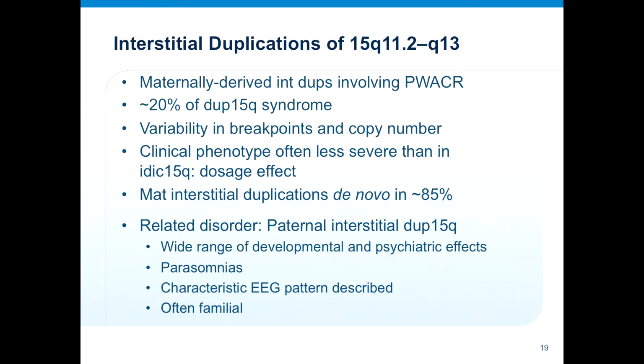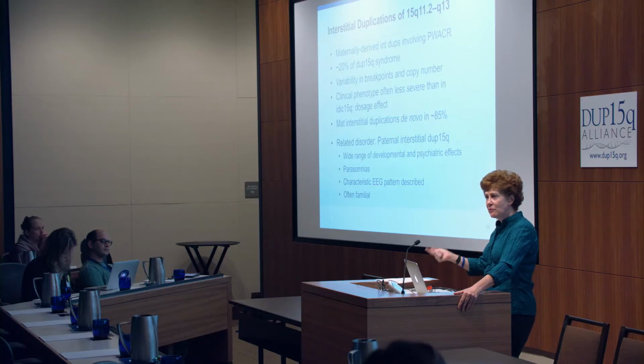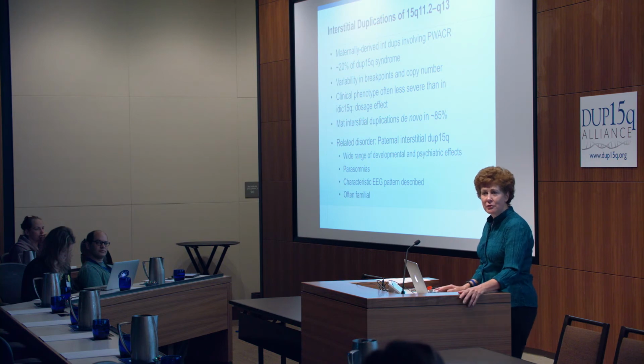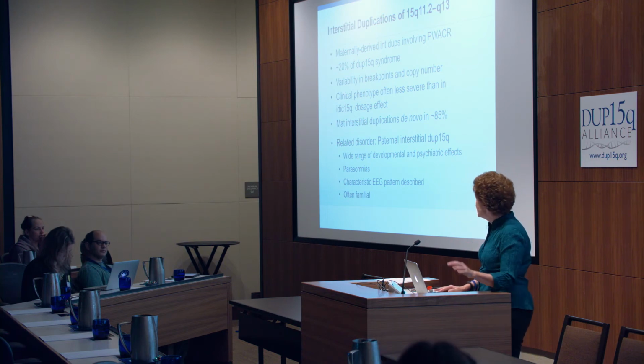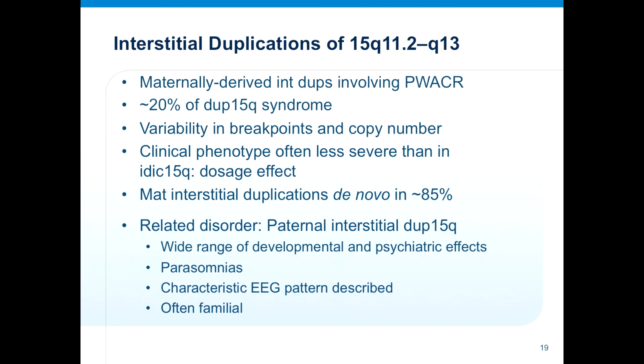So there's variability again in breakpoints and copy number. The clinical phenotype is often less severe than in the isodicentric 15q because there's a dosage effect, a lot of times it's triplication, but you can't always swear to it. Sometimes, you know, I can't tell, and I know hundreds of people with this condition now, I really can't tell meeting somebody right up front. I wouldn't venture a guess always to say, because I've met people with interstitials who have a lot of challenges, and then I've met people with isodicentrics who are very verbal and you would think have fewer challenges. So it's really hard to predict, but as a group we can say that interstitials are less involved.